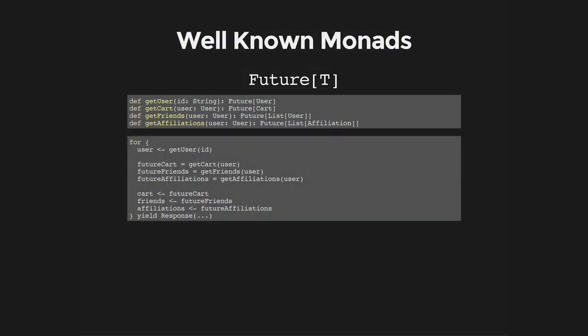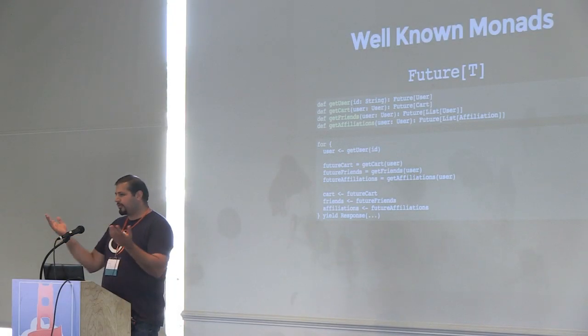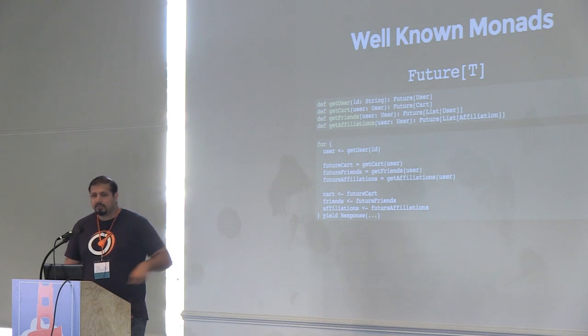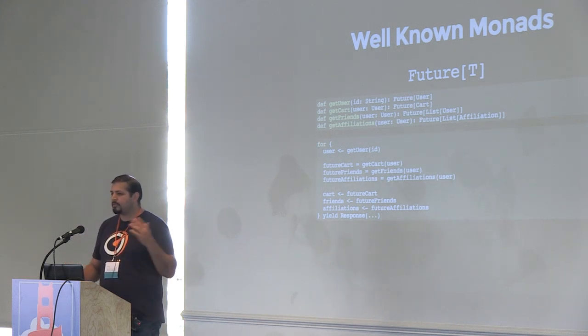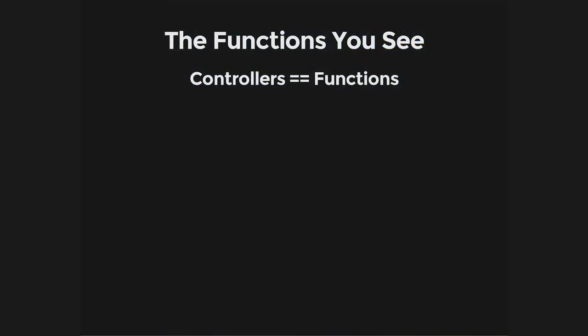Similarly, we have a future monad, which is something that allows us to run computations asynchronously. Basically, anything that you ask the future monad to do happens on a thread pool of your control, if you like. And so here, I'm trying to get a user. I need a user to get my cart, friends, and affiliations. And so I can fire off those processes in parallel and put together the results in my response. And that is also pretty awesome.